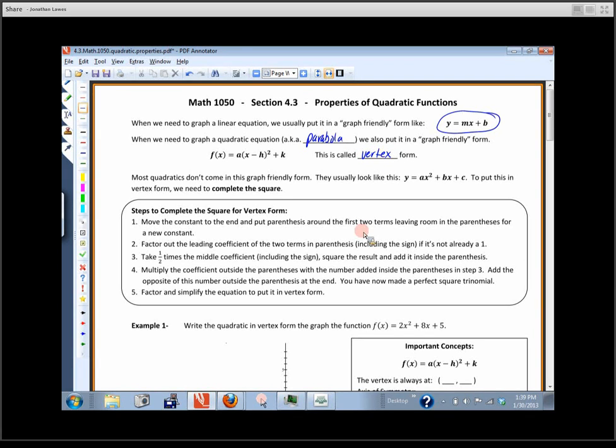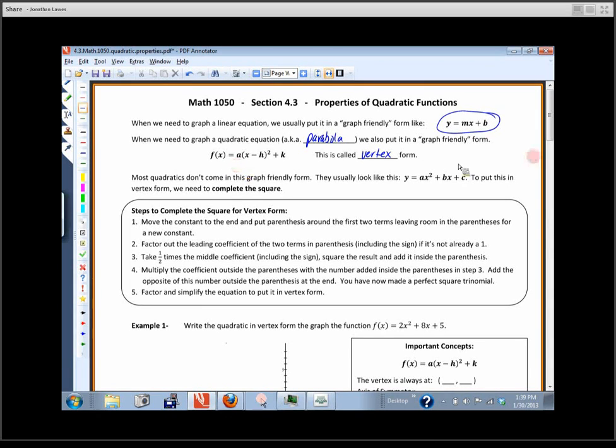Because you can look at it and you can tell what the vertex is. It's got all those transformations just sitting right there for us, so we can tell that we've moved it opposite of this number, opposite of h. That's going to be the x-coordinate. Same as k, that's going to be the y-coordinate of the vertex. And then the sign of a will tell us whether it opens up or down, and the number will tell us whether it's been stretched or shrunk. Shrunk if it's a number between 0 and 1, stretched if it's a number that's bigger than 1.